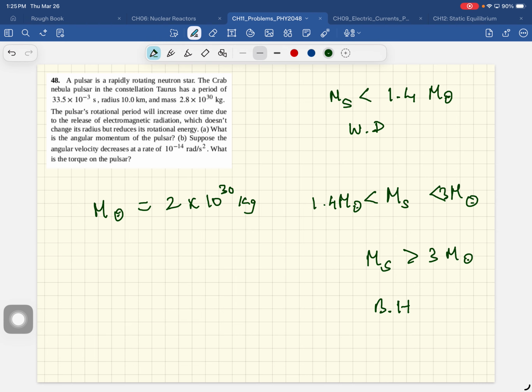And this has a period of 33 milliseconds. What that means is, every 33 milliseconds, you're seeing that beam. Okay? And since it's losing energy, it's slowing down. And now you're seeing that beam later and later. Okay? So that's what that means. All right.